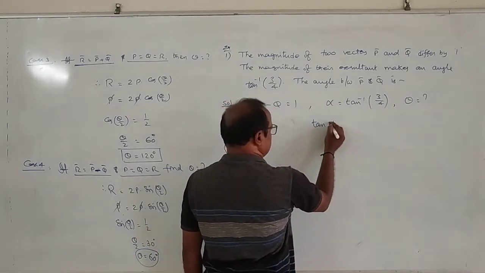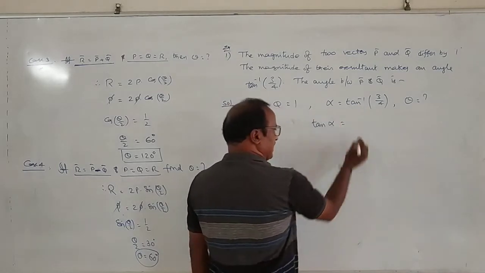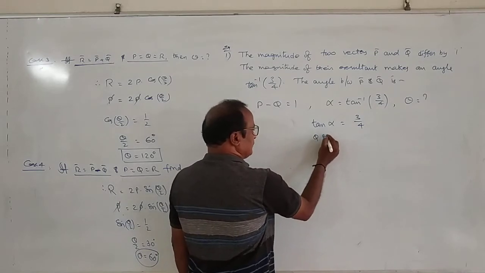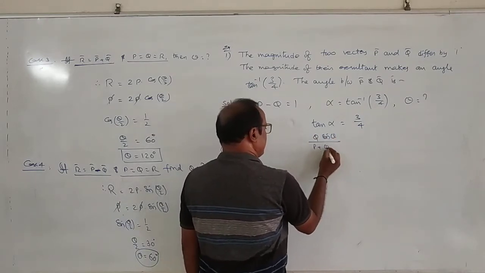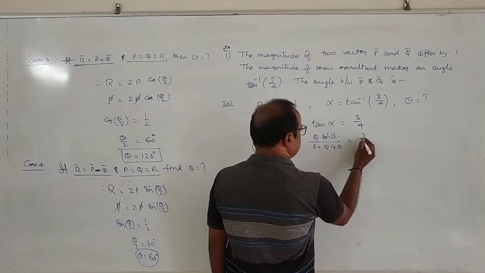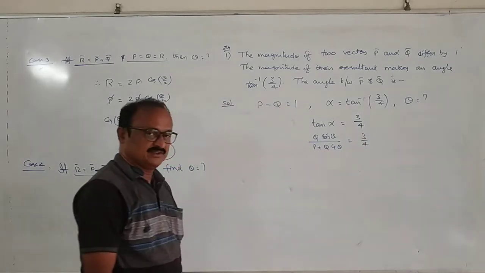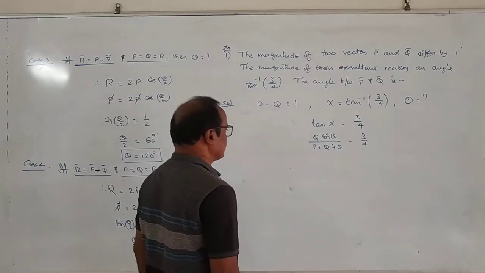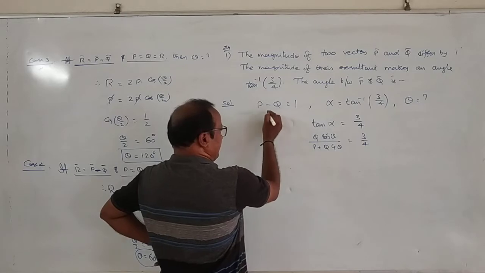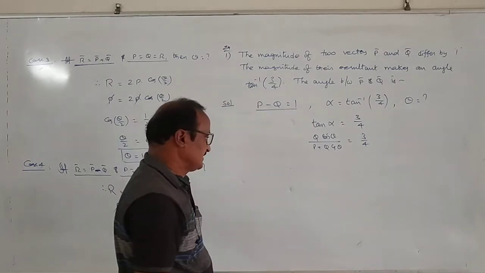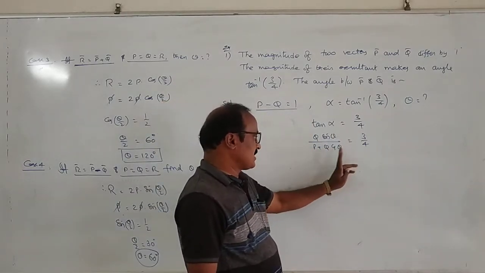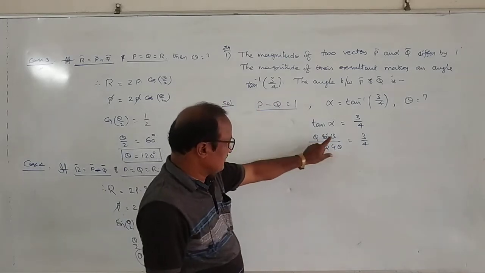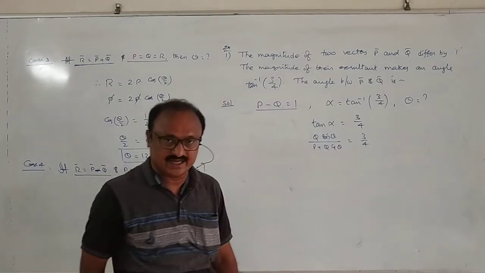Tan alpha is equal to 3 by 4. What is the value of tan alpha? Q sin theta by P plus Q cos theta is equal to 3 by 4. And once again, P minus Q is equal to 1. On solving these two equations, we will find the value of theta between the two vectors.